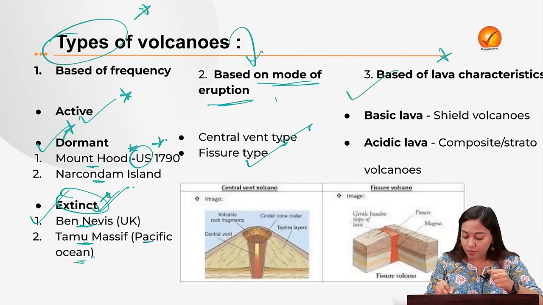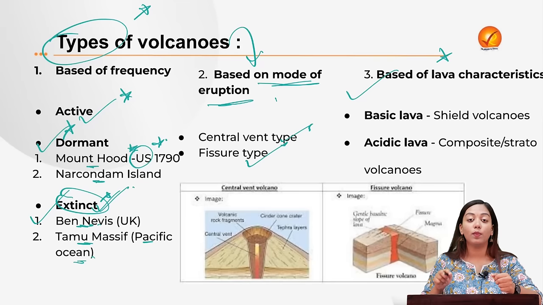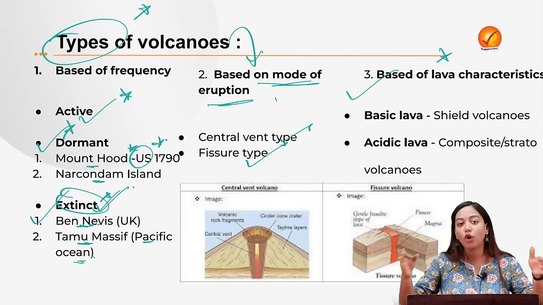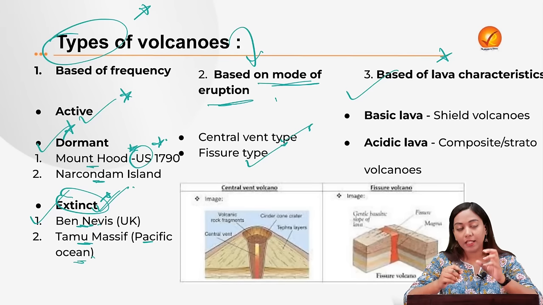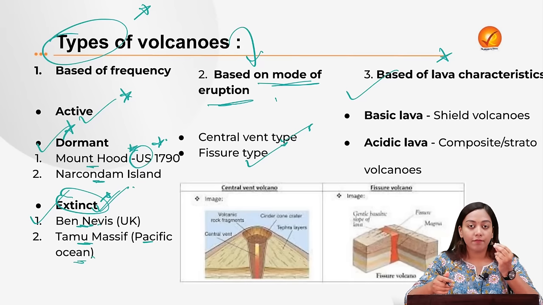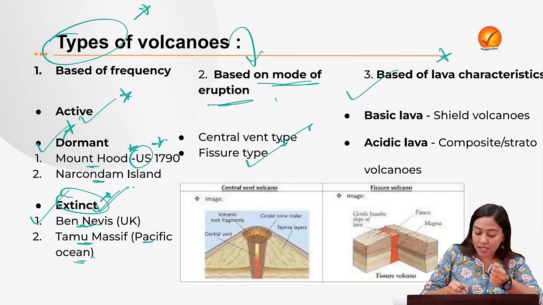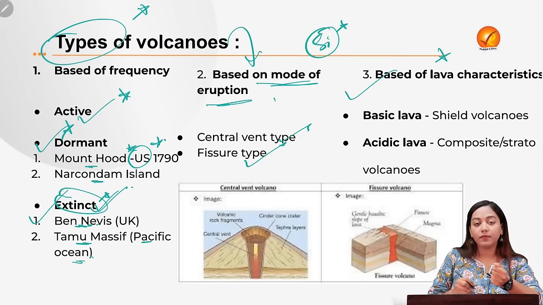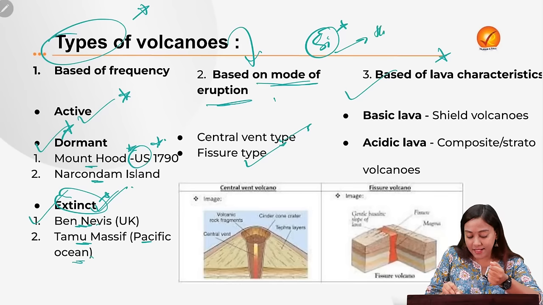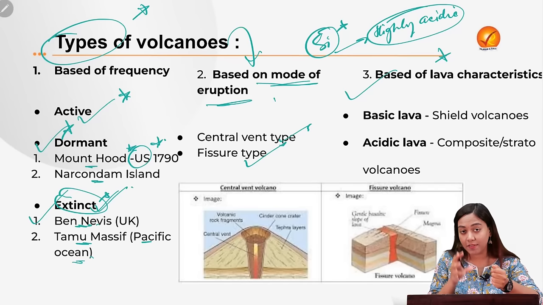Then on the basis of lava characteristic, now this determines whether it will be more in breadth or more in height. So basically, the composition is one of the most important things. The nature of the magma depends on content of silica. Silica is highly acidic in nature, which will make any content having silica very, very viscous, which means very, very dense. It's not very easy to flow.